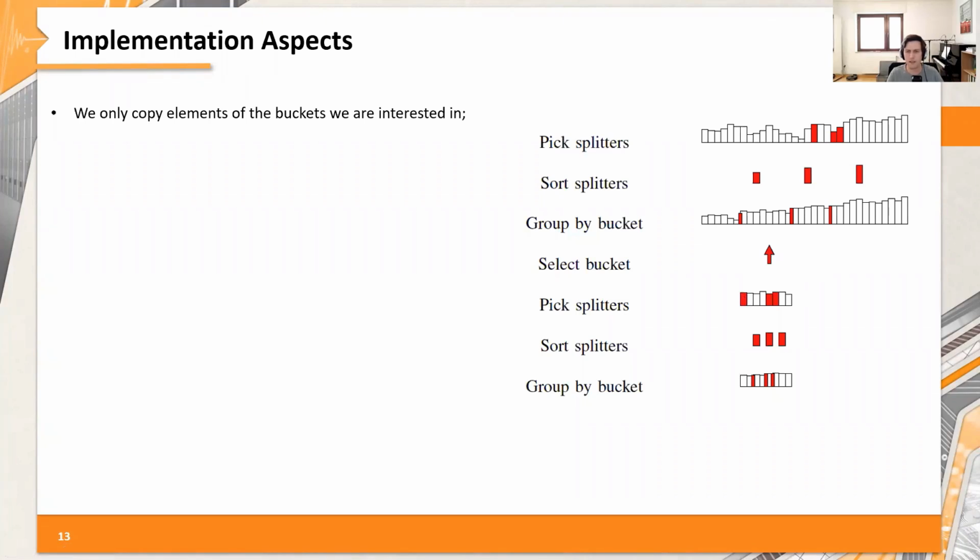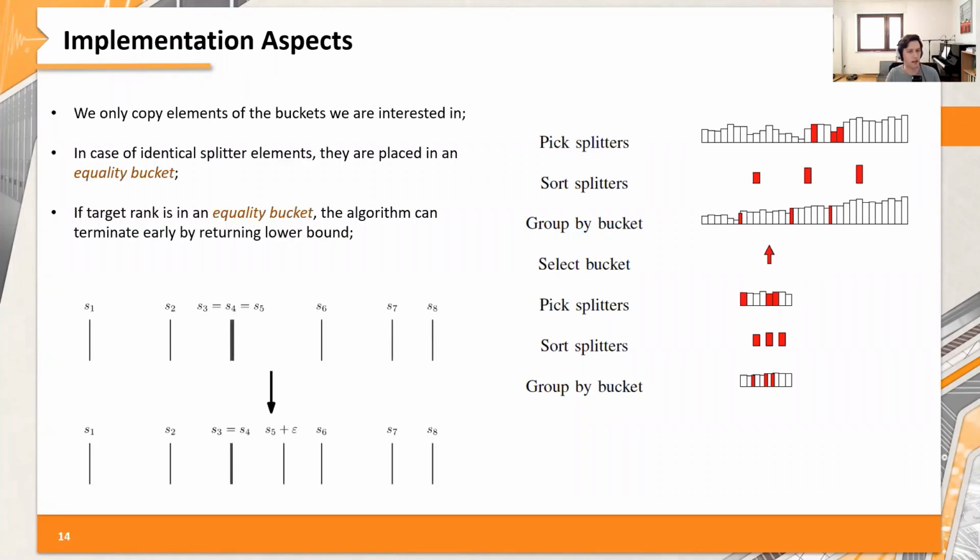And another special case which allows us to break early in this implementation is to use a so-called equality bucket in the case that we find equal splitter elements. For example, because we have many repeated elements in our input, if we have two consecutive splitters that have the same value, then the elements within this bucket will all be equal. And so if the rank that we're looking for is in such an equality bucket, then the value is actually just the lower bound of this value.